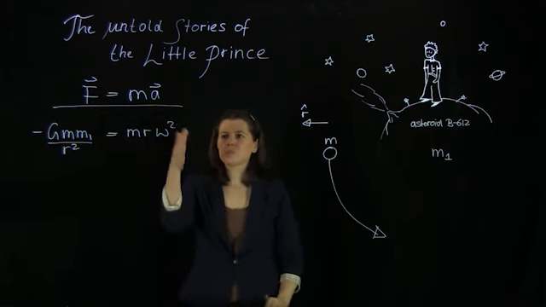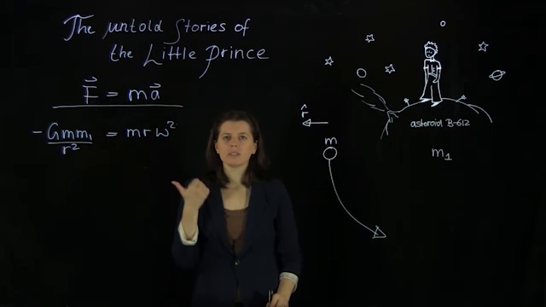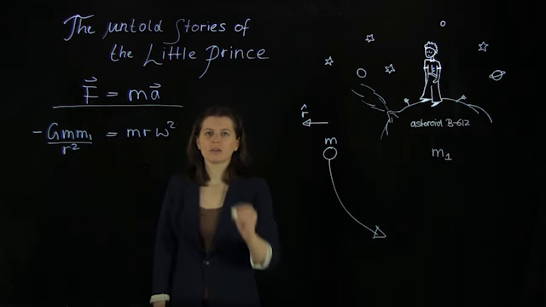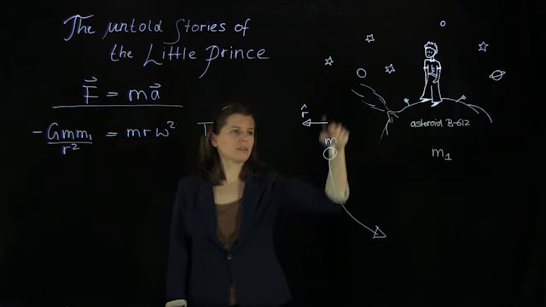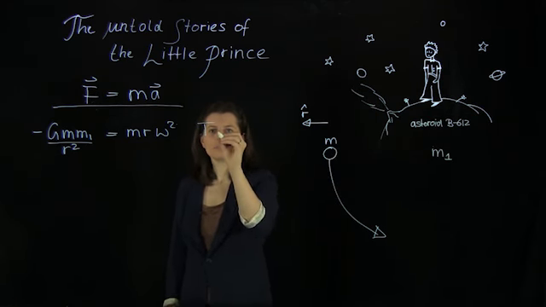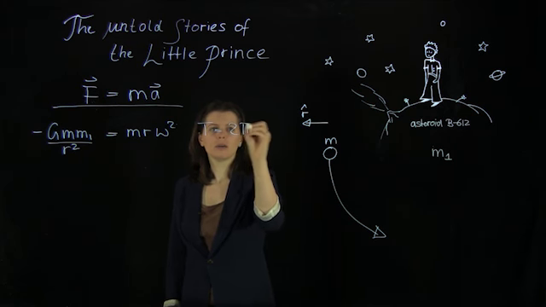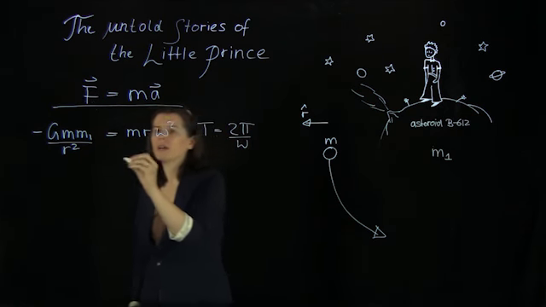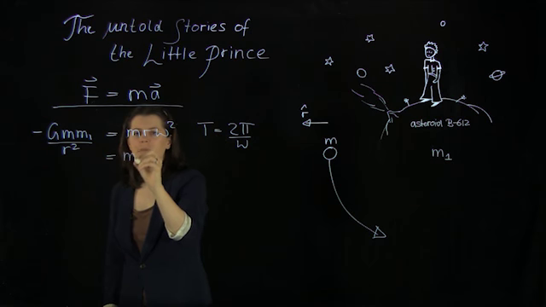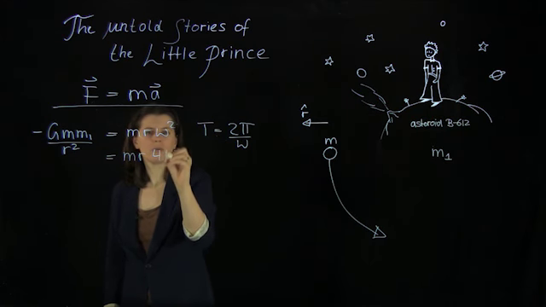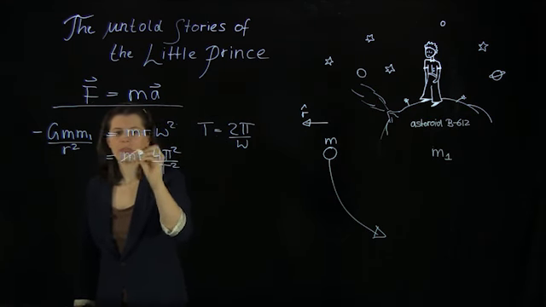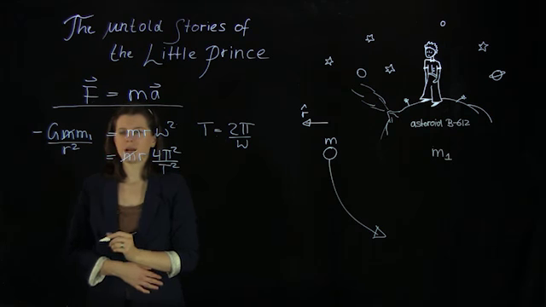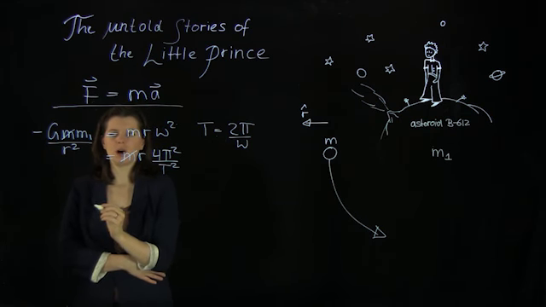Now, the Little Prince can't measure omega, but the Little Prince has a little time clock. So what he can measure is the period, from here until he sees the body again. And that is 2 pi over omega. So we can add that in here, m r 4 pi squared over T squared. And this m here will cancel out. And now we have to solve this for r.